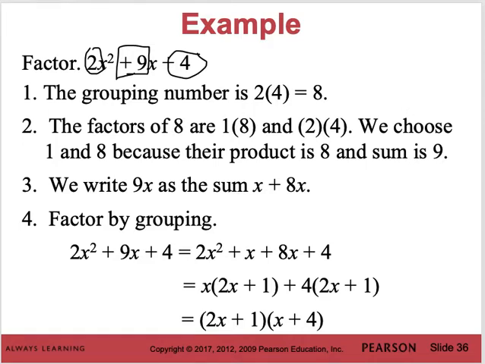We write 9x as the sum x plus 8x. Factor by grouping. So we had 2x plus 9x. We're rewriting 9x as x plus 8x.